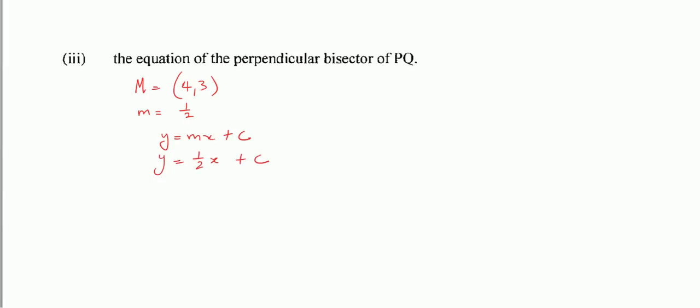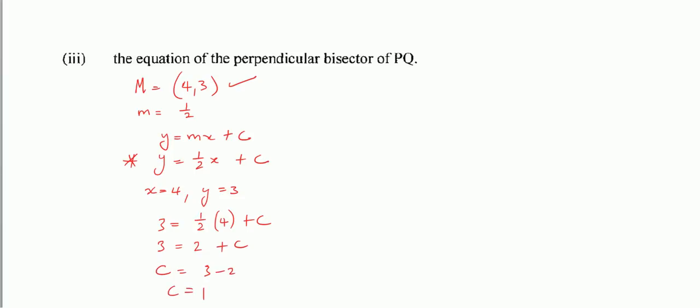So our next step is to find what c is, and to do that we need to use a point that is on the line. So it's a coordinate, therefore x is equal to 4 and y is equal to 3. Substituting into this expression, we end up with 3 equals a half times 4, plus c. So 3 equals 2 plus c. Therefore c is equal to 3 minus 2, so c is equal to 1. So the equation of the perpendicular bisector is y equals a half x plus 1.